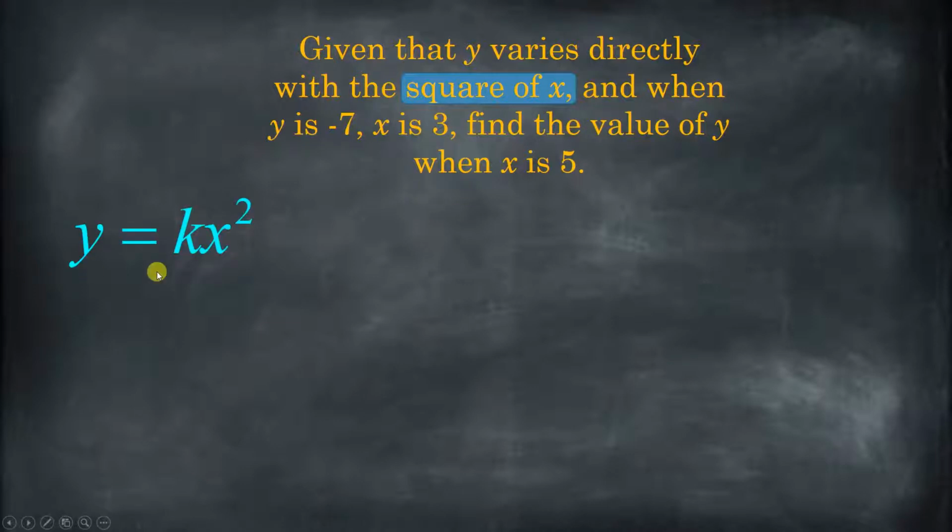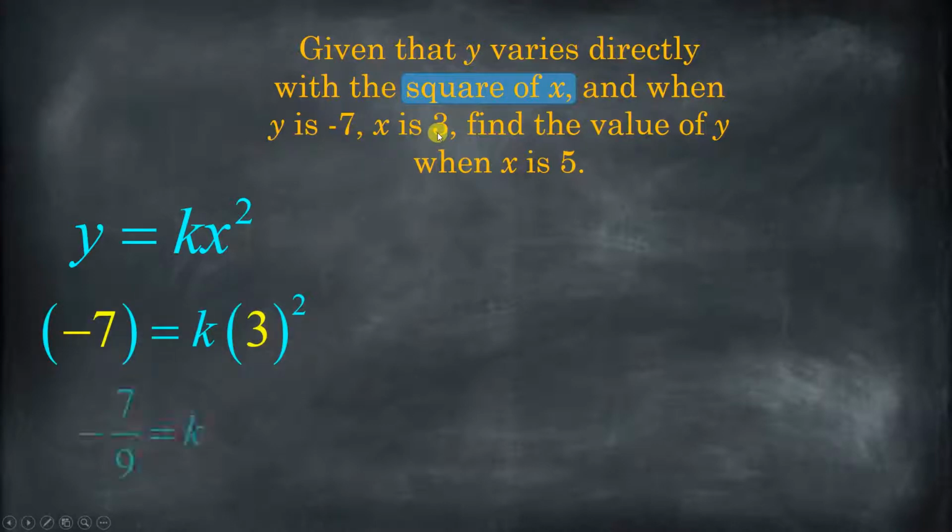Varies directly is going to be y equals k times x, but this says that it varies directly with the square of x. So that's x squared. So now we just plug in our values. We know that y is negative 7, x is 3. So 3 squared is 9. Divide both sides by 9. Negative 7/9 is what k is. So this right here, you have to write it. This is what you're going to use to answer any other question.